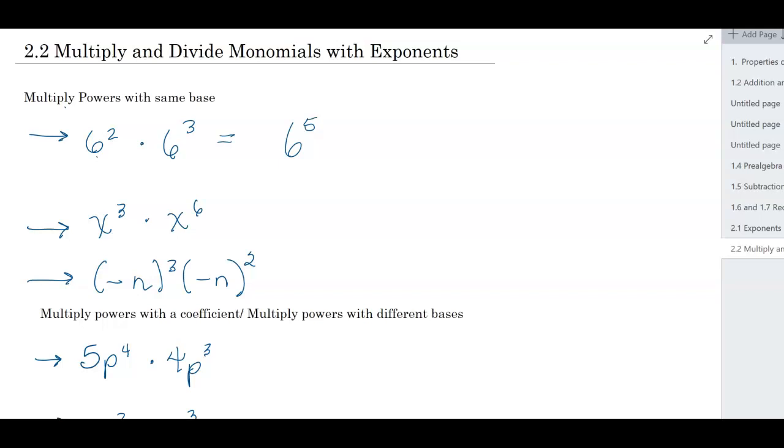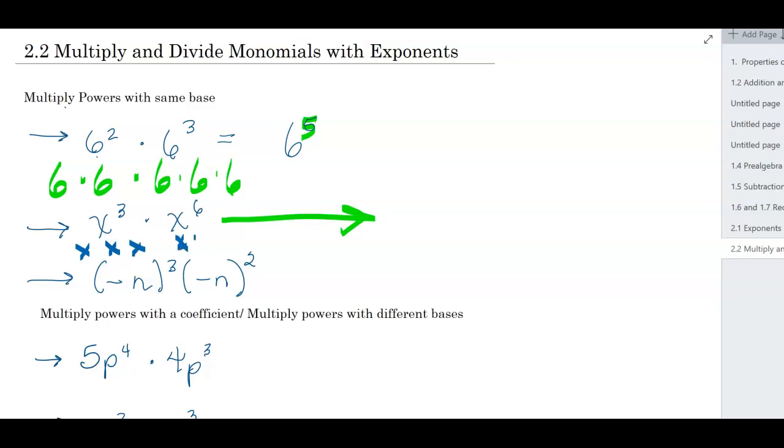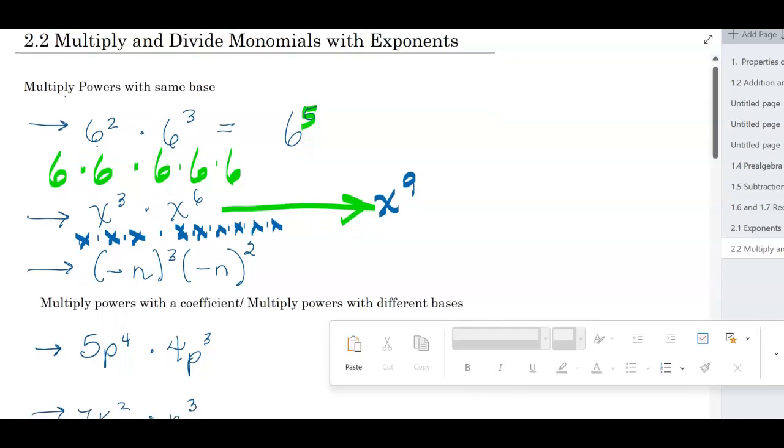The reason why is because 6 squared is 6 times 6. Agreed? Times 6 to the third. Do you see where the base remains 6 and there are 5 of them? So that is 6 to the 5th power. On this one, I'm going to scoot you over a little bit. On this one, the same base, that's x times x times x times, 1, 2, 3, 4, 5, 6. Everything is being multiplied. So that's really just x to the 9th. Hopefully that's making sense to you.